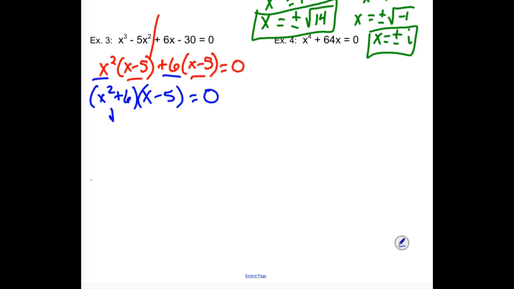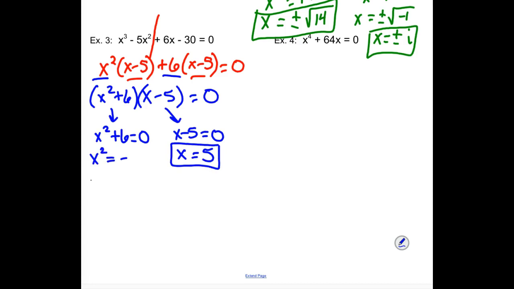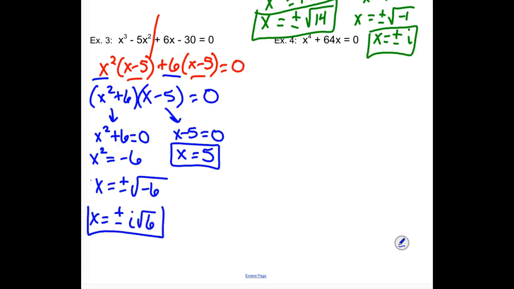We then need to set each of our factors equal to 0. So x squared plus 6 equals 0, or x minus 5 equals 0. x minus 5 is easy to solve. We simply add the 5 to the other side. For the other one, we are going to subtract 6 to the other side. Then we have to square root. And because it's negative, we are going to get that imaginary answer. So we have plus minus i root 6. So I have 2 solutions here. I have 1 here with the x equaling 5. And I look at my power. My highest degree there is a 3. So we have found them all.